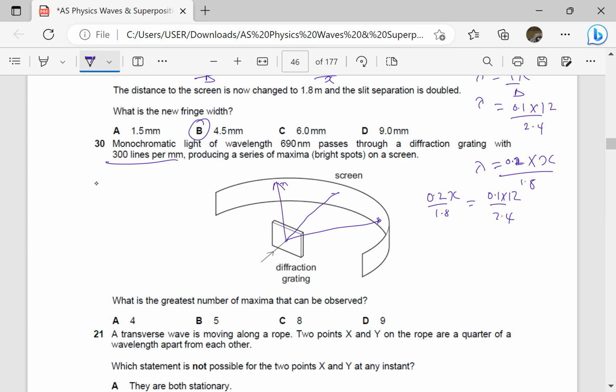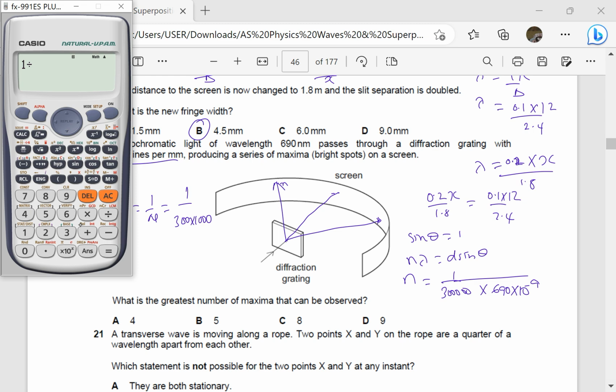Okay, so the maximum order is obtained when sine theta is equal to 1. So n lambda is equal to d sine theta. The maximum value of n is going to be d over lambda. Remember, d is equal to 1 over N, and N should be in per meter. So this is 1 over 300 times 1000 to change it from per millimeter to per meter. So d is going to be 1 over 300,000. Sine theta is 1, then divided by the wavelength, which is 690 times 10 to the power negative 9.